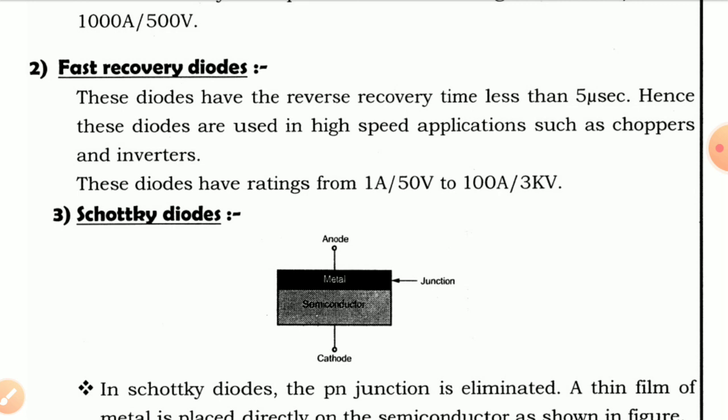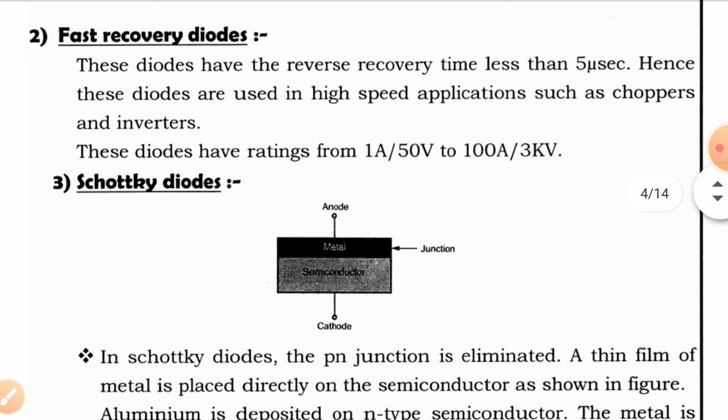Hence these diodes are used in high speed applications such as choppers and inverters, whereas the previous ones are used in rectifiers and converters. The range of these diodes is 1 amp, 50 volts to 100 amps, 3 kilovolts. Just imagine how much voltage these fast recovery diodes have the capability to handle.